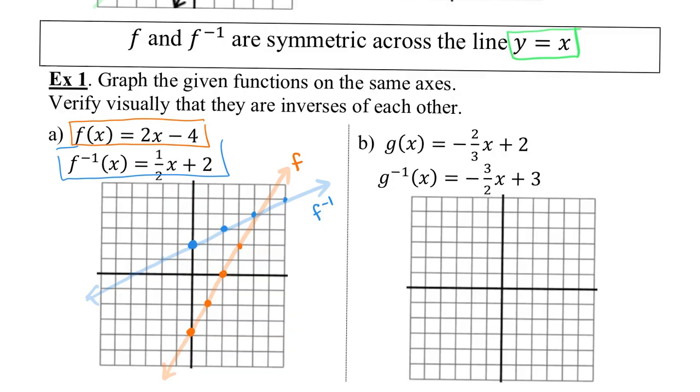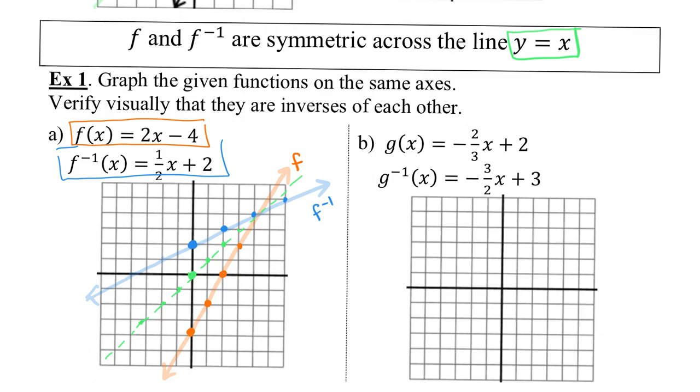Okay, verify visually they are inverses of each other. So I'm going to graph the line y equals x and then see if they look like they're inverses. So y equals x, the y-intercept is 0, up 1 over 1. Okay, it goes right through those corners. Okay, and if I graph that line, it does look like that divides this into two symmetric halves, so I think I've graphed it correctly.